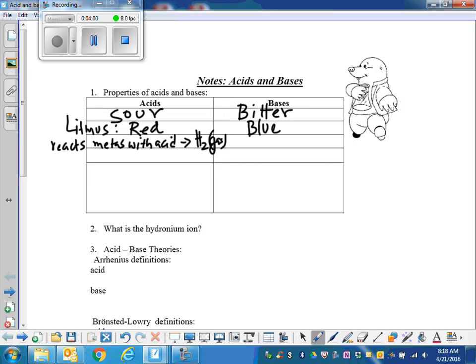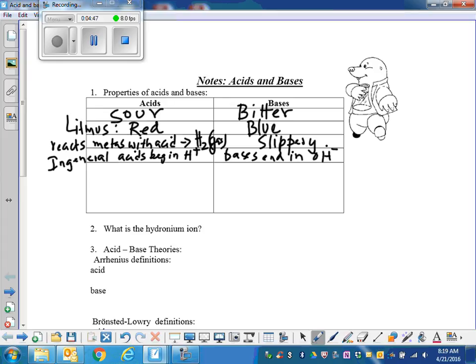Bases do not have such a common reaction, but bases are slippery to touch. In general, what do acids begin with? H. And what do bases end in? Bases end in OH. Now this is a general statement. So let's do some examples of everyday life that are acids.